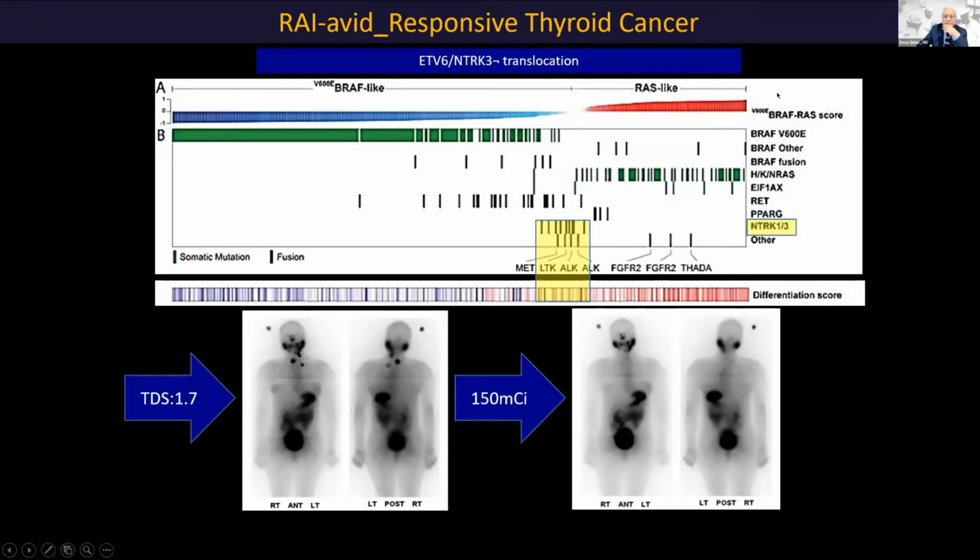I'll give two examples. This one patient is a young woman who had Kostmann syndrome and had a locally advanced papillary cancer with multiple lymph node metastases. She had NTRK3 translocation, which falls in the intermediate category between BRAF and RAS-like tumors, with expected thyroid differentiation score somewhere in between. In her case, it was 1.7. She received 150 millicuries of radioactive iodine treatment. She had Kostmann syndrome and a prior history of leukemia treated with bone marrow transplant. She received 150 millicuries with an excellent response. This obviously is a radioactive iodine avid and responsive thyroid cancer.